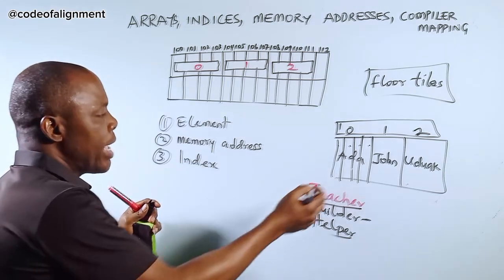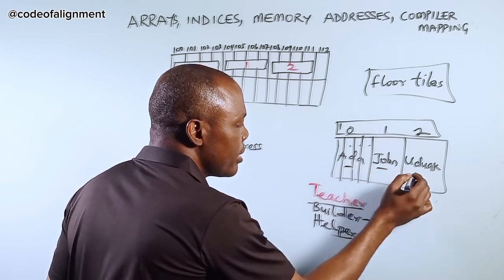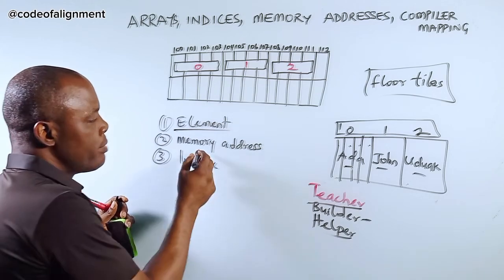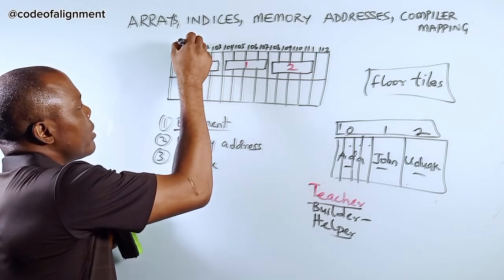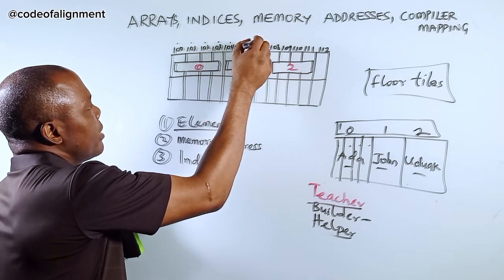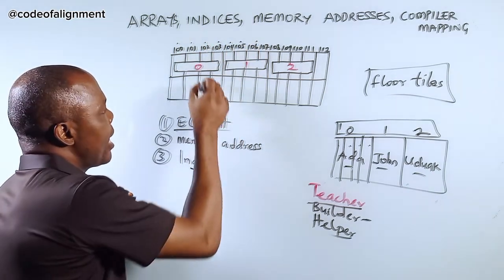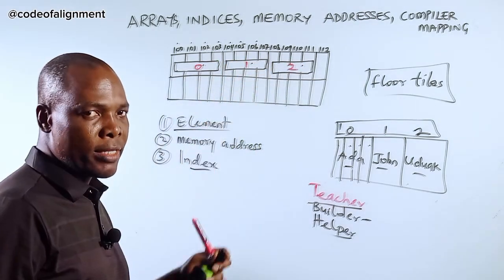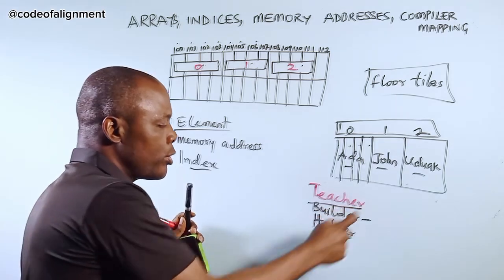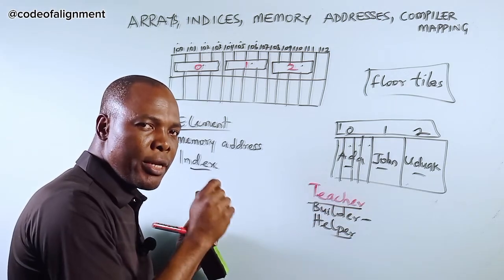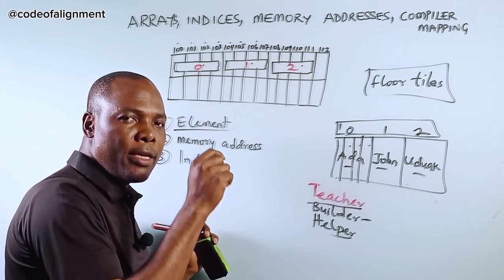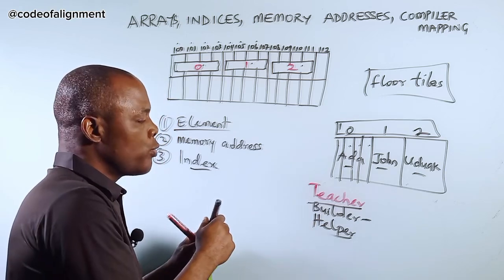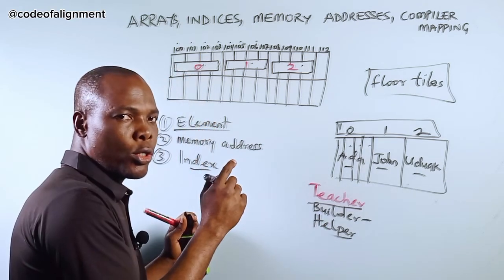So I have this. Now, these children sitting in the chairs are referred to as what? The elements. The memory address is what? This one, these numbers. These are the memory addresses. Then the index are what? The chair numbers. Those are the chair numbers. That's what you refer to as index. Now, if the teacher should tell this helper, go and bring the child that is sitting in chair number 2, what this helper will do simply is what? This helper will convert that instruction to what?